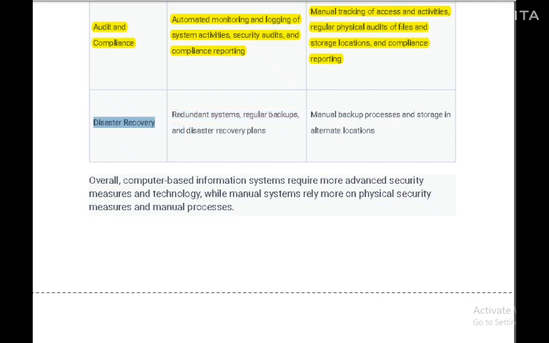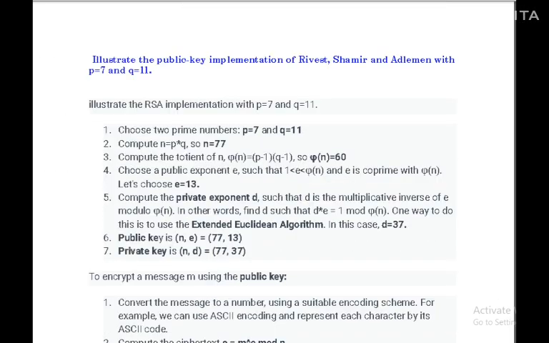And the last point is disaster recovery. I have discussed earlier that we can have recovery plans for disaster recovery in both systems, but in a computer-based system we have a remote backup, so we can directly access the lost data and back up that data from there. But in a manual-based system we need a manual storage and backup process for disaster recovery.